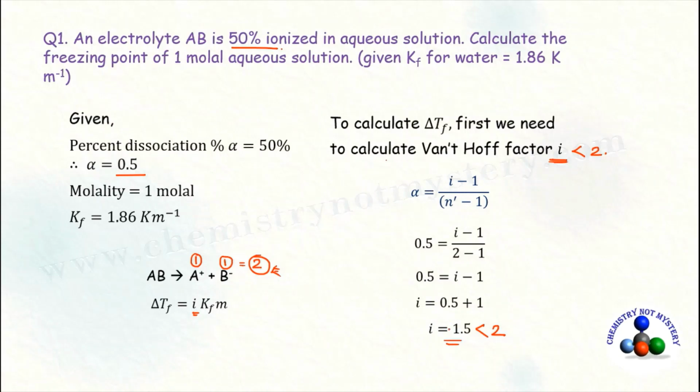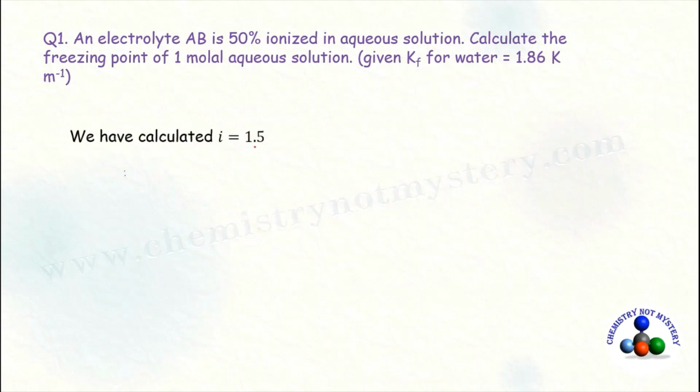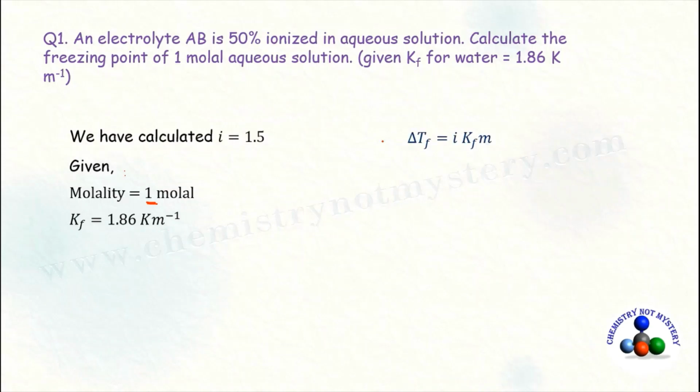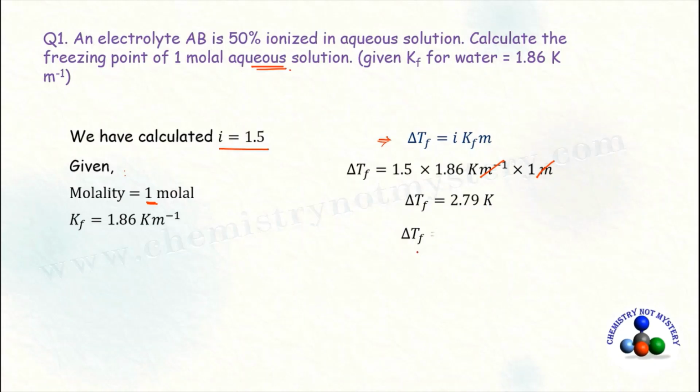Now we have calculated the value of I, so we can calculate delta Tf by using this formula. We have calculated I is equal to 1.5, and molality of solution is given as 1 molal. Kf is already given as 1.86 Kelvin per molal. Let's place the values in this formula. So delta Tf will be equal to 1.5, that is the value of I, multiplied by 1.86 Kelvin per molal multiplied by 1 molal. Molal and per molal will get cancelled out, and when you multiply, you will get delta Tf is equal to 2.79 Kelvin. When you expand this equation, you will get delta Tf is equal to Tf naught minus Tf. Tf naught is the freezing point of the solvent.